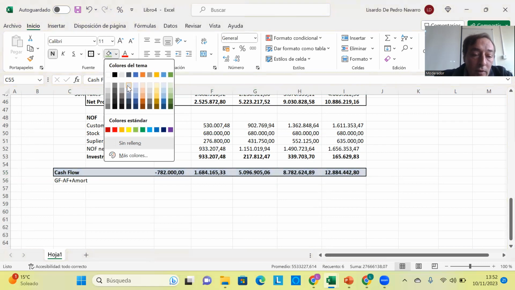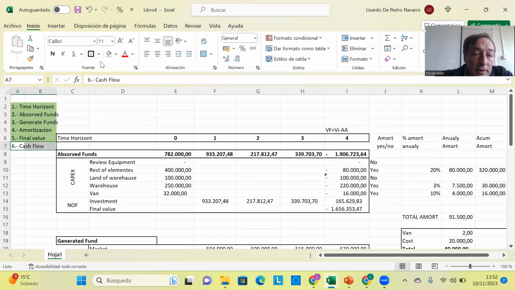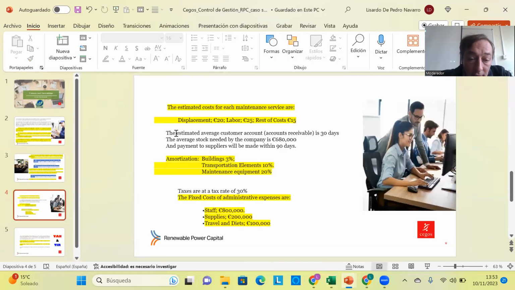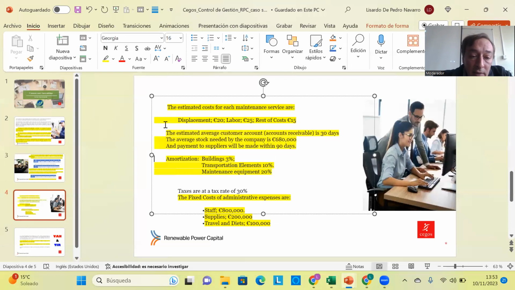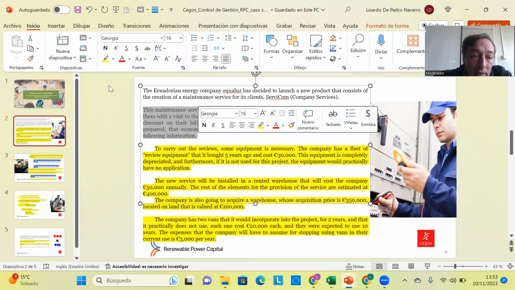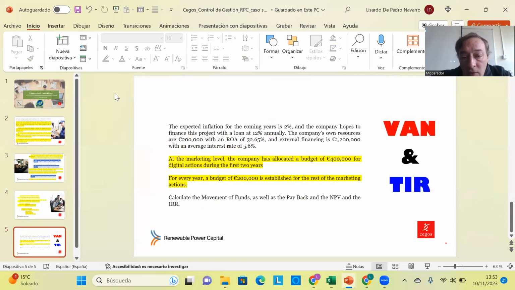I'm going to put in blue, and here I'm going to complete the cash flow that is already done. The three ratios that we have calculated: payback, VAN, and TIR. So we are going to the case. We have used this one, great. We have used this one, great. And here, what we have here is this one that we have used. And we don't have more information to use, this is all the information that we are going to use.